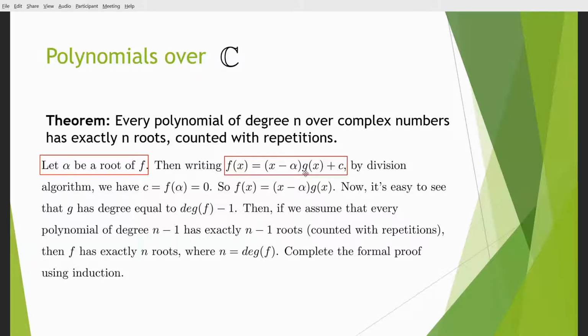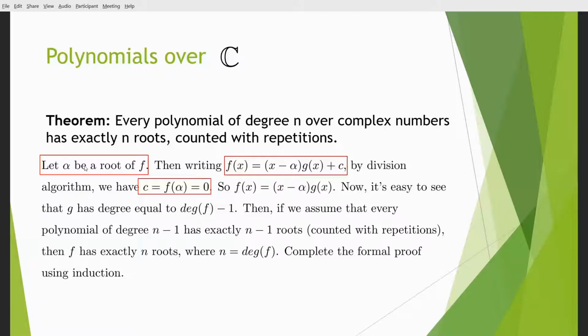In order to get rid of the x minus alpha times g of x, I will substitute x equal to alpha. So I get c equal to f of alpha equal to 0. From there, you get f of x equal to x minus alpha times g of x. If the degree of f is n, then the degree of g has to be n minus 1, right? Because you are multiplying x with the highest power of x in g, and you get the highest power of x in f, which is x to the power n. So the highest power of x in g has to be x to the power n minus 1.